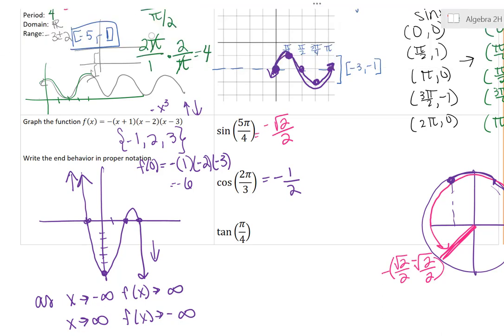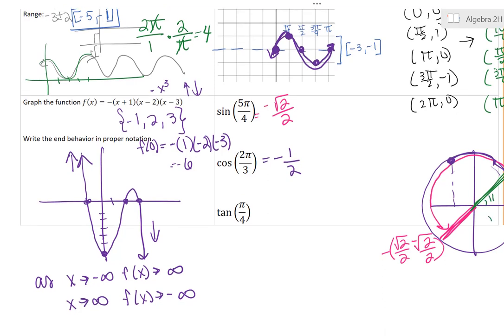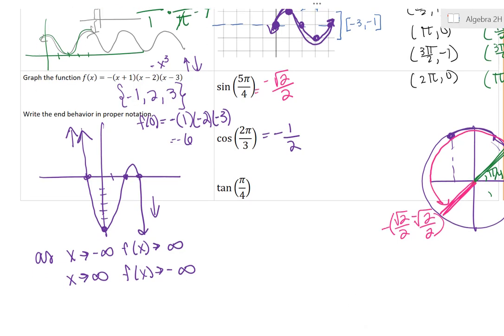Tangent of pi over 4. So I know that 1/4 here is going to be my pi over 4. I also know that that ordered pair is going to be positive root 2 over 2, positive root 2 over 2. Tangent is sine divided by cosine, so positive root 2 over 2 divided by positive root 2 over 2 is going to be positive 1.